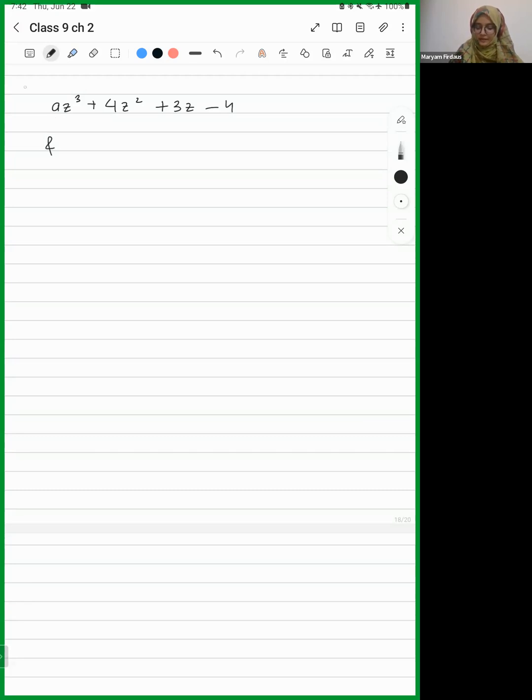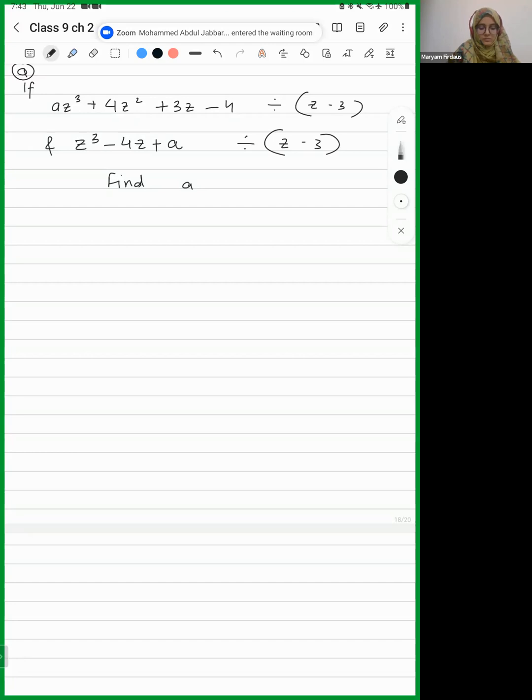If this and this leave the same remainder when divided by z minus 3, find the value of a. When they are divided by z minus 3, what do they leave? They leave the same remainder, right? Abdul Jabbar, are you there or have you left? Yes, ma'am. Okay, fine. So what is the question saying?